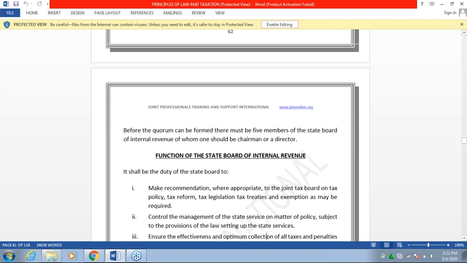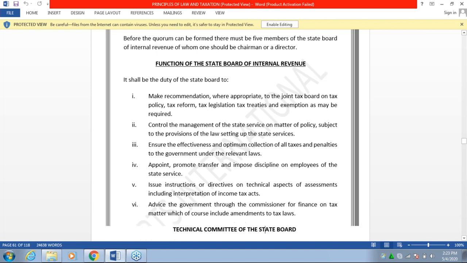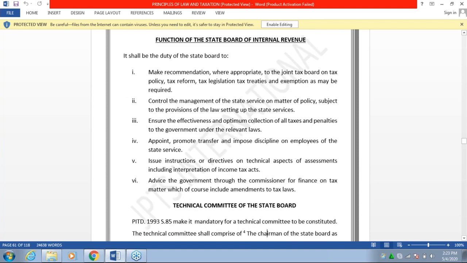Now, what are their functions? Their function is almost the same as that of the federal, but they make recommendations where appropriate to the Joint Tax Board on tax policies, tax reform, and tax legislation, treaties and exemptions as may be required. They also control the management of the state service on matters of policies, subject to the provisions of the law setting up the state service. They also appoint, promote, transfer and impose discipline on the employees of the state service. Then they issue instructions or directives on technical aspects of the assessment, including interpretation of the income tax law.